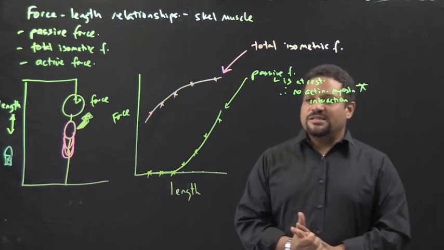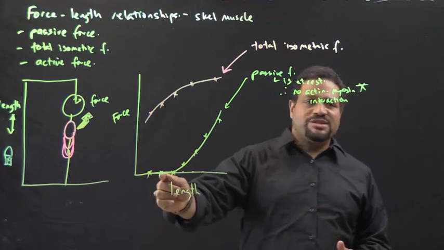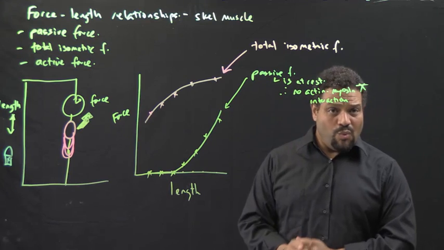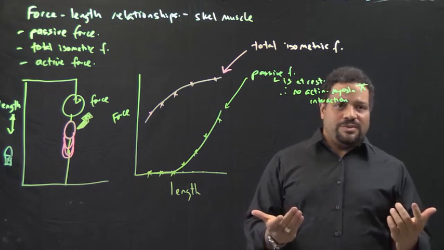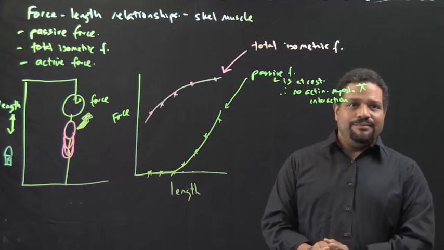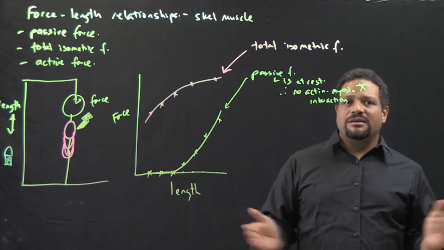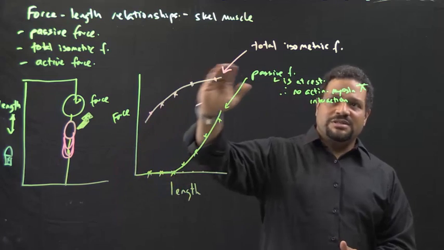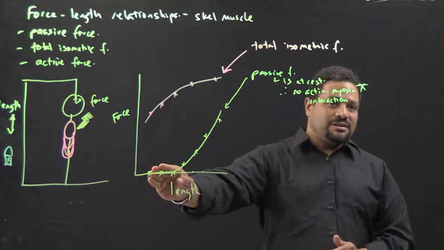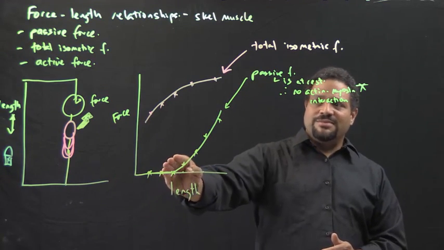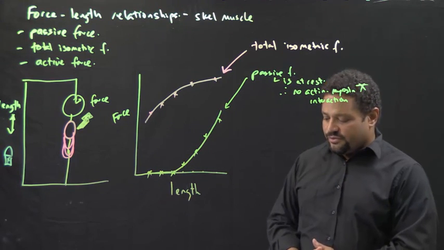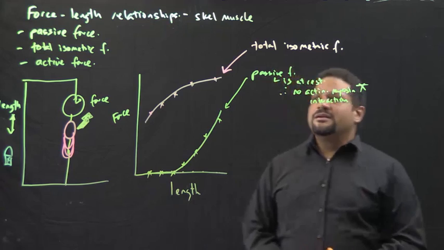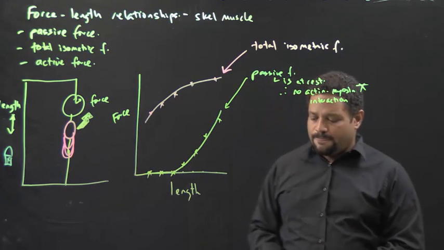Typically, when you're doing the experiment, you would stretch the muscle, measure the passive force, stimulate the muscle, measure the total isometric force. Why? Well, you only want to do the experiment one time for each replicate. Therefore, you don't want to have to stretch the muscle, do the passive force, stretch the muscle, do the isometric force, when you can stretch the muscle, measure the passive force first, stimulate it, measure the total isometric force. So we'll move on to active force.